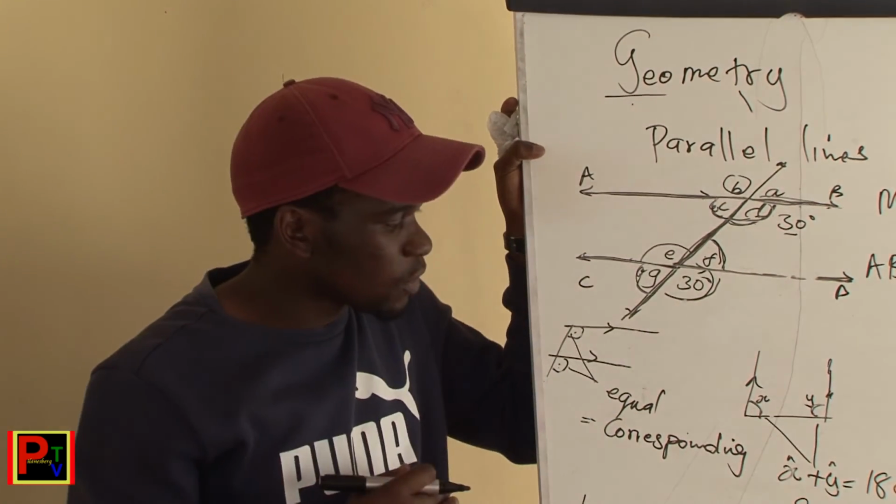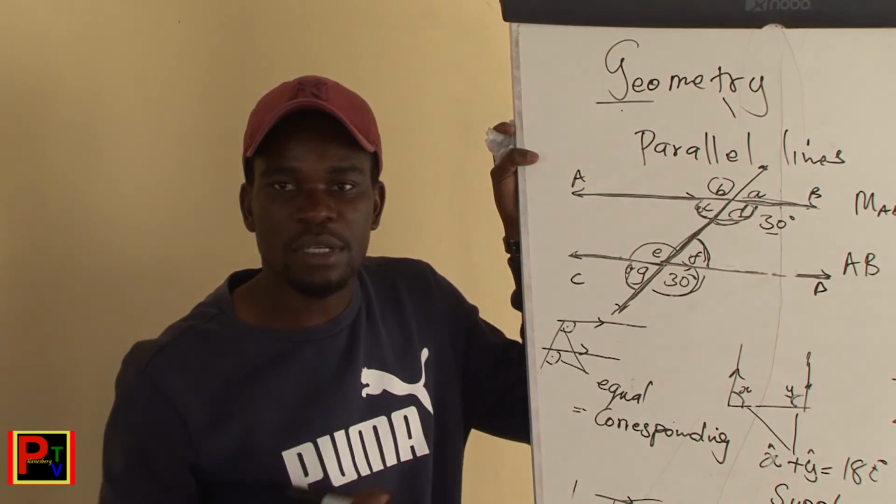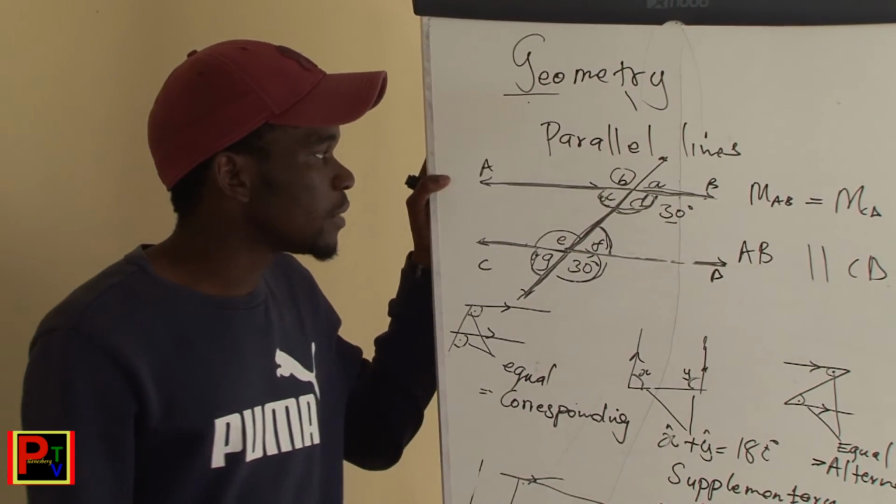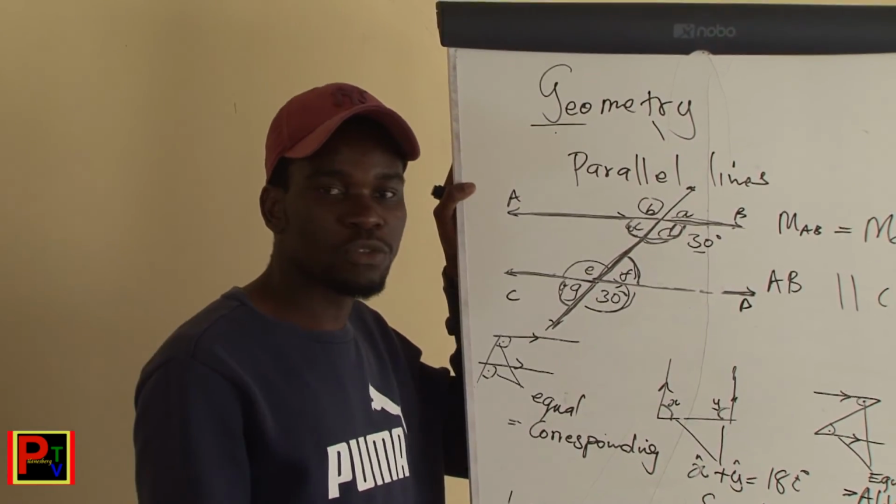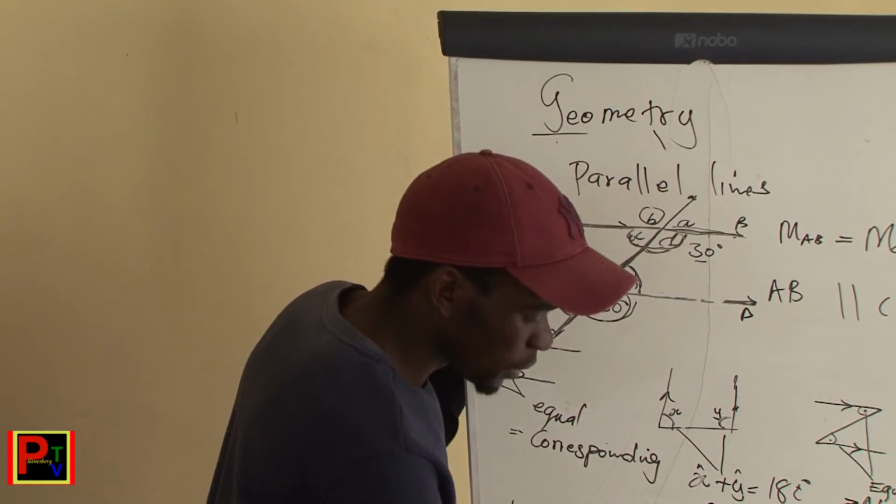So you can try to calculate everything that we have there. If you understand this part, now let's move to the next part. Allow me to erase.